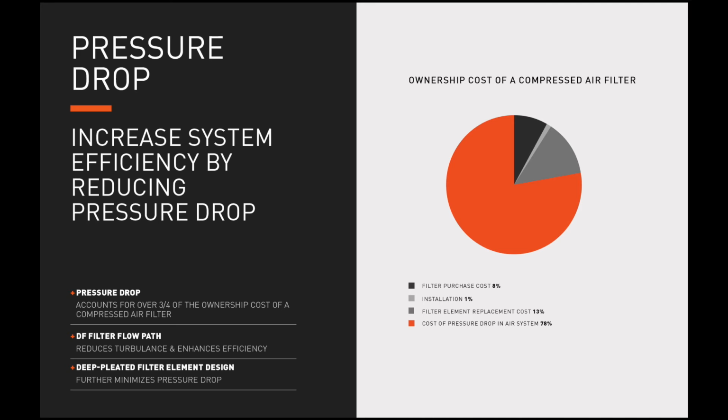To put things in perspective, pressure drop accounts for over 3/4 of the ownership cost of a compressed air filter. DF series air filters address this directly by minimizing pressure drop. The DF series air filter's patented smoothbore flow insert directs air into the filter element, minimizing turbulence and pressure losses. The deep pleated filter element design further minimizes pressure drop.